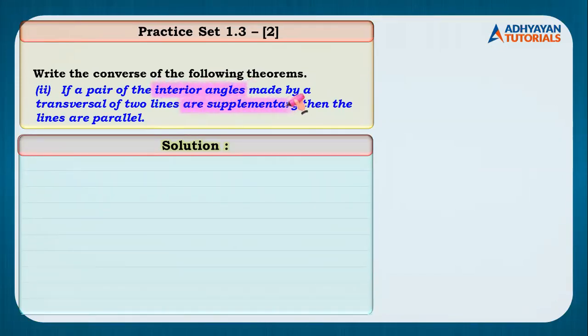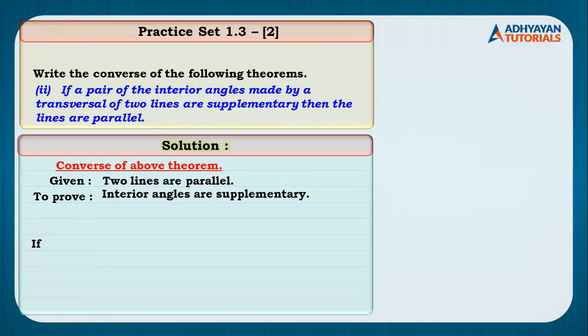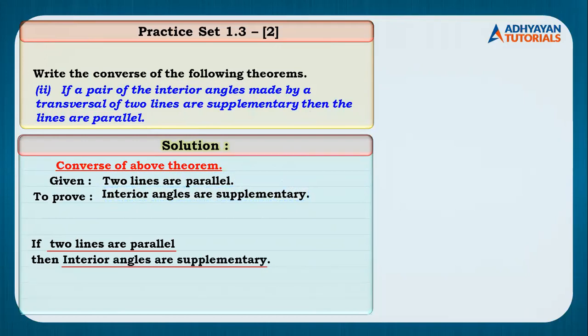So here the given is written first, then the to prove, and we will reverse it. Basically if you try to form a statement, it has to be: if two lines are parallel, then the pair of interior angles made by them would be supplementary. I hope it is clear. Yeah, kindly copy the answer. You don't have to copy given and to prove which is written. That is just for understanding purpose. The answer is at the bottom.